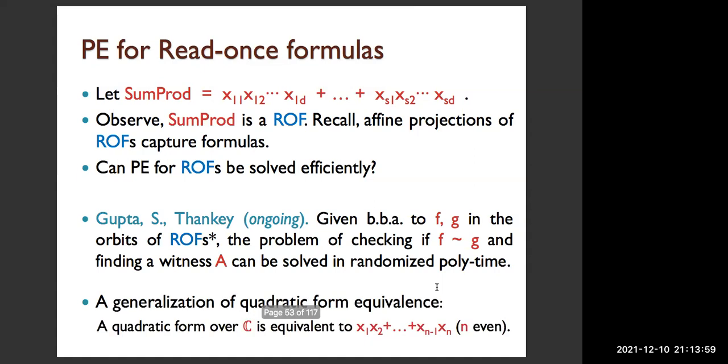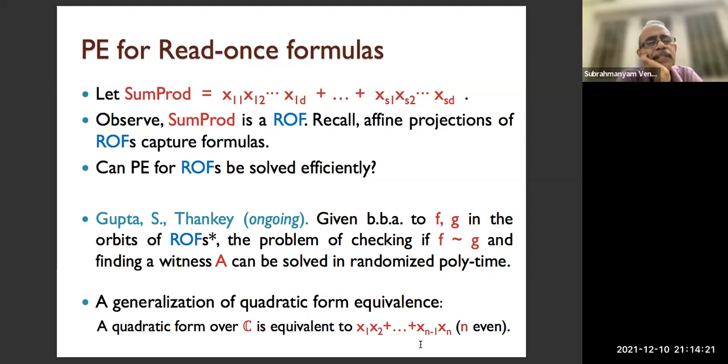So you can also view this generalization as a generalization of quadratic form equivalence. Because of the canonical forms, quadratic form equivalence can be viewed as a special case of read-once formula polynomial equivalence. Okay, so with this, I'll stop with the Hessian method.